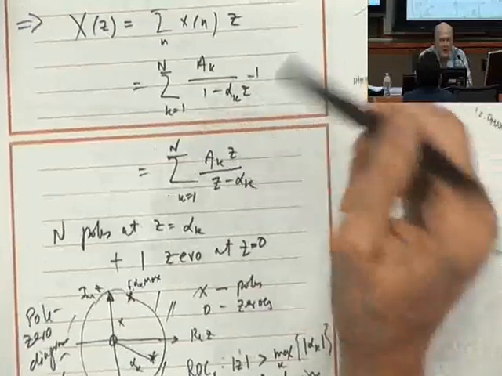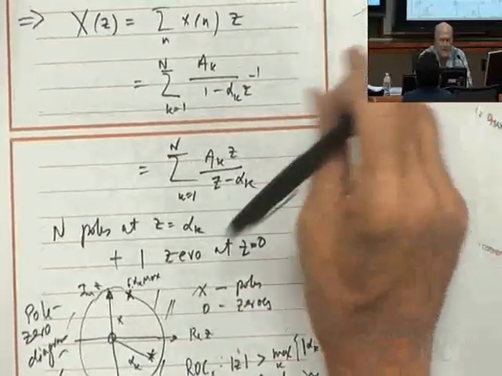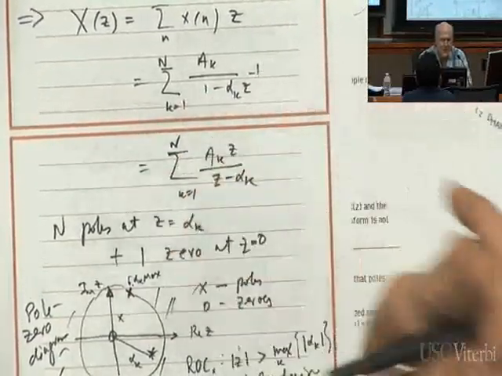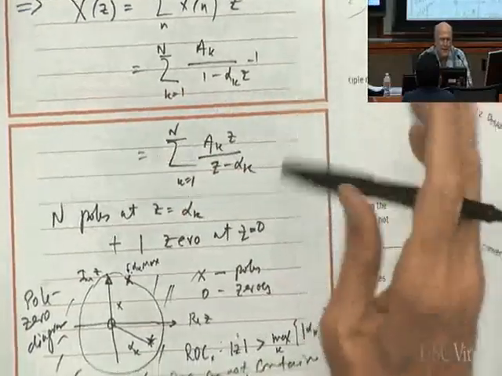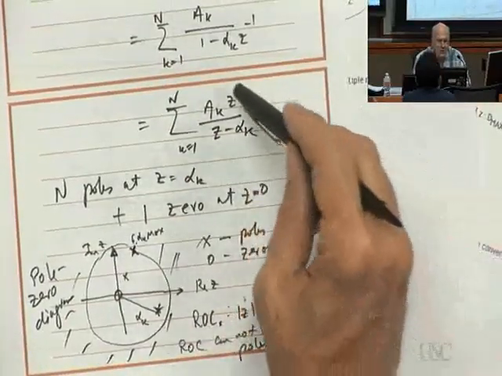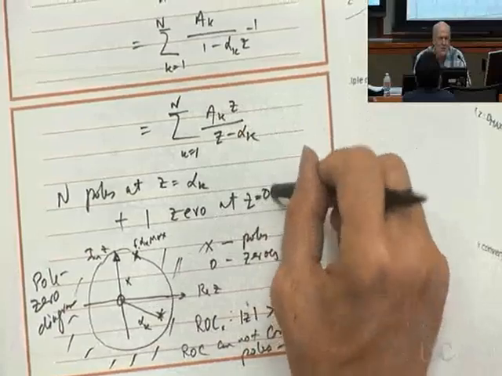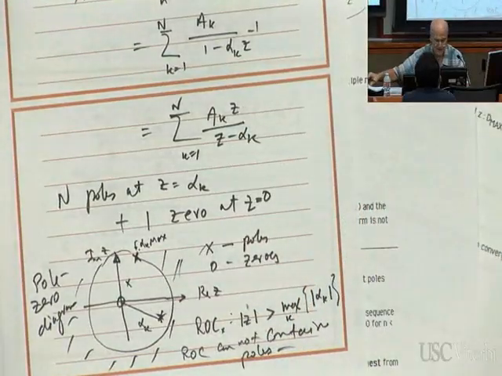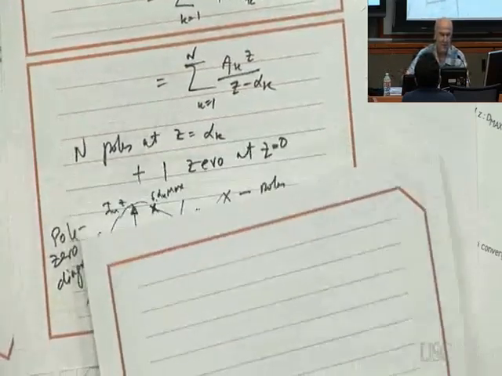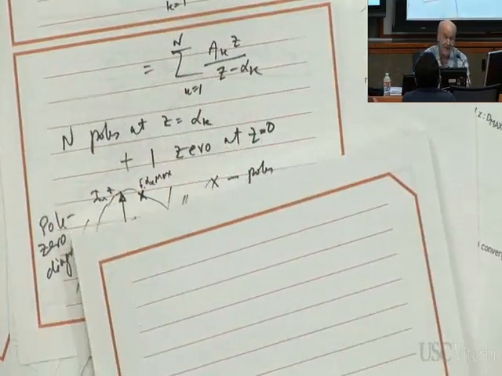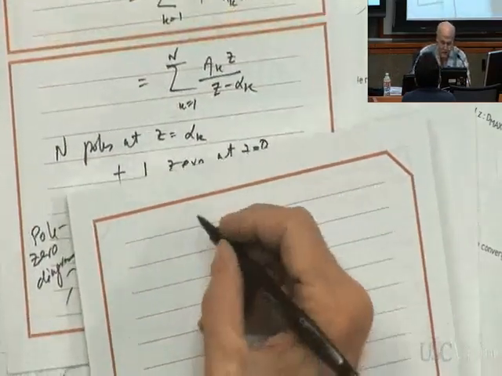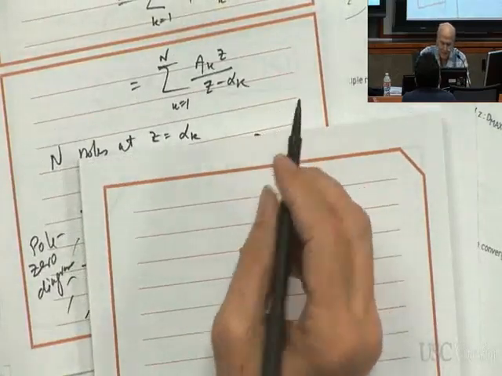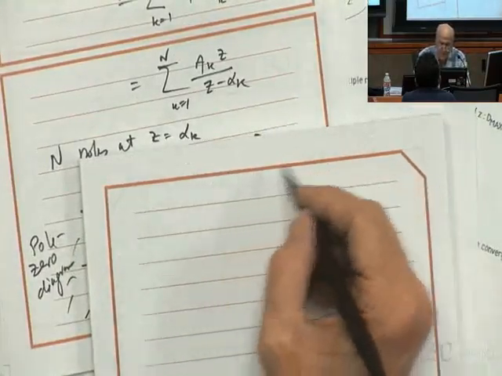Remember, I got this form, A sub K Z divided by Z minus alpha K, K equal 1 to N. Then I said there are N poles. Well, that's pretty true. And there's one zero at Z equals 0. Of course, I just realized there are other zeros to get at the question you asked. I'll have to write another page. But anyway, let's take an example.